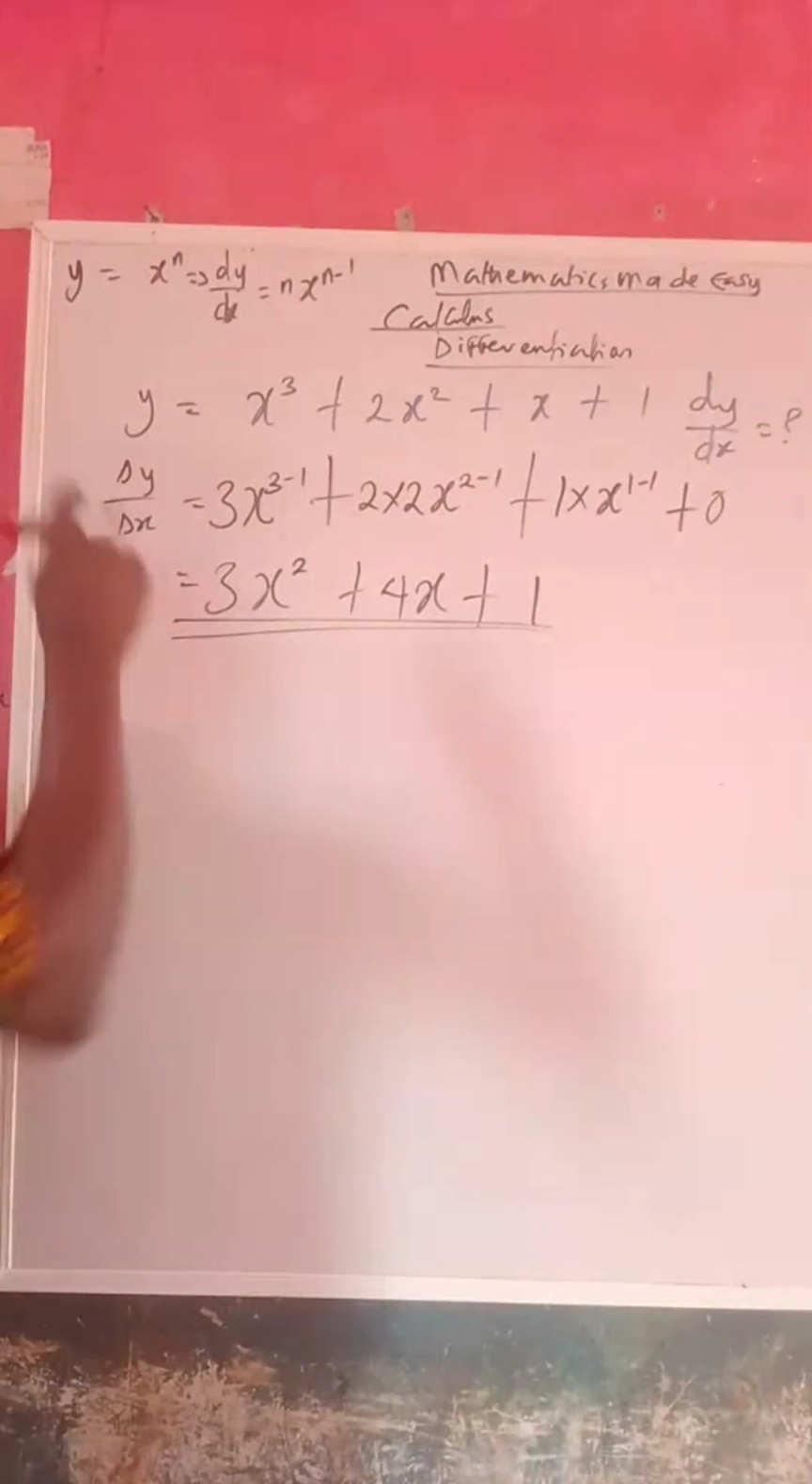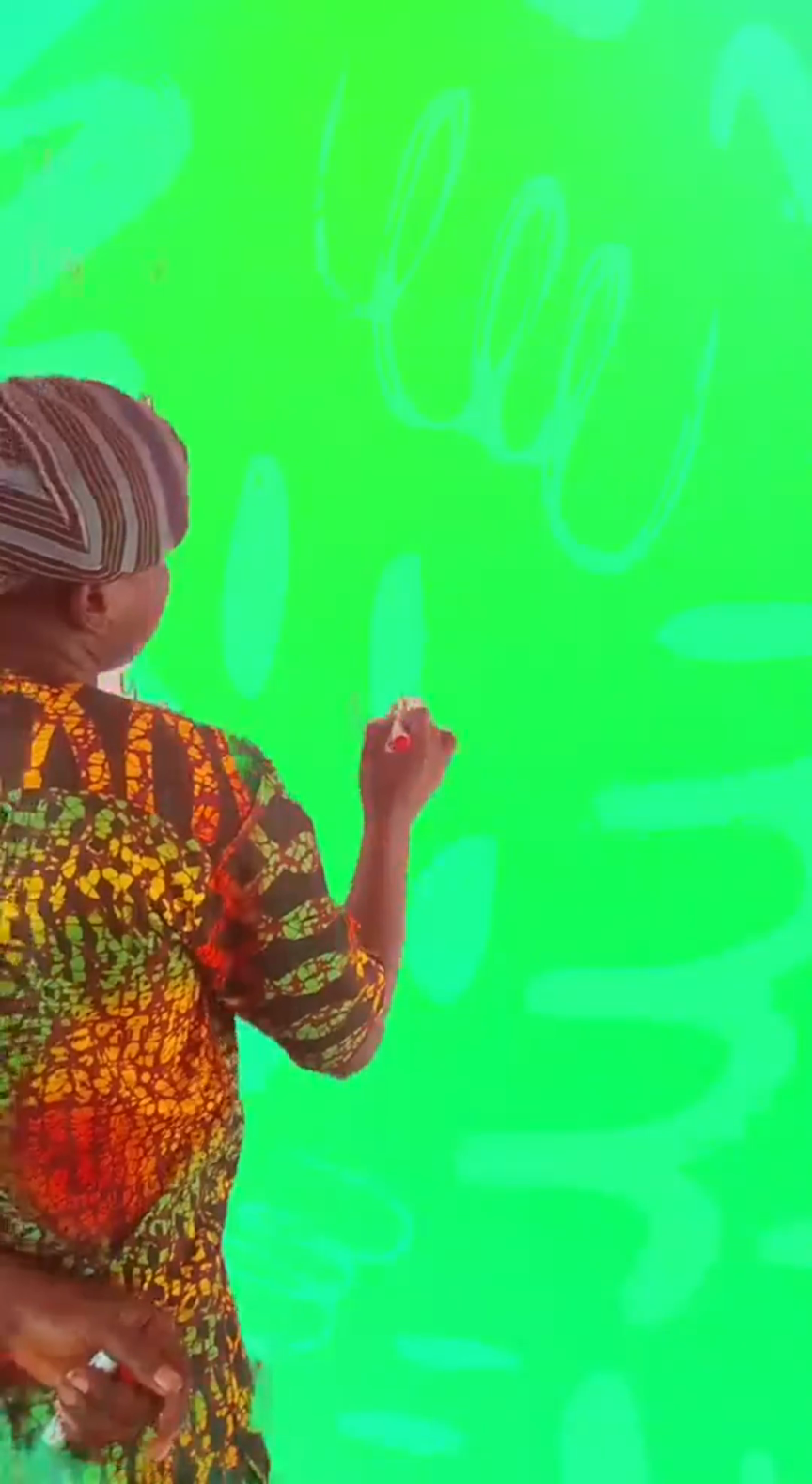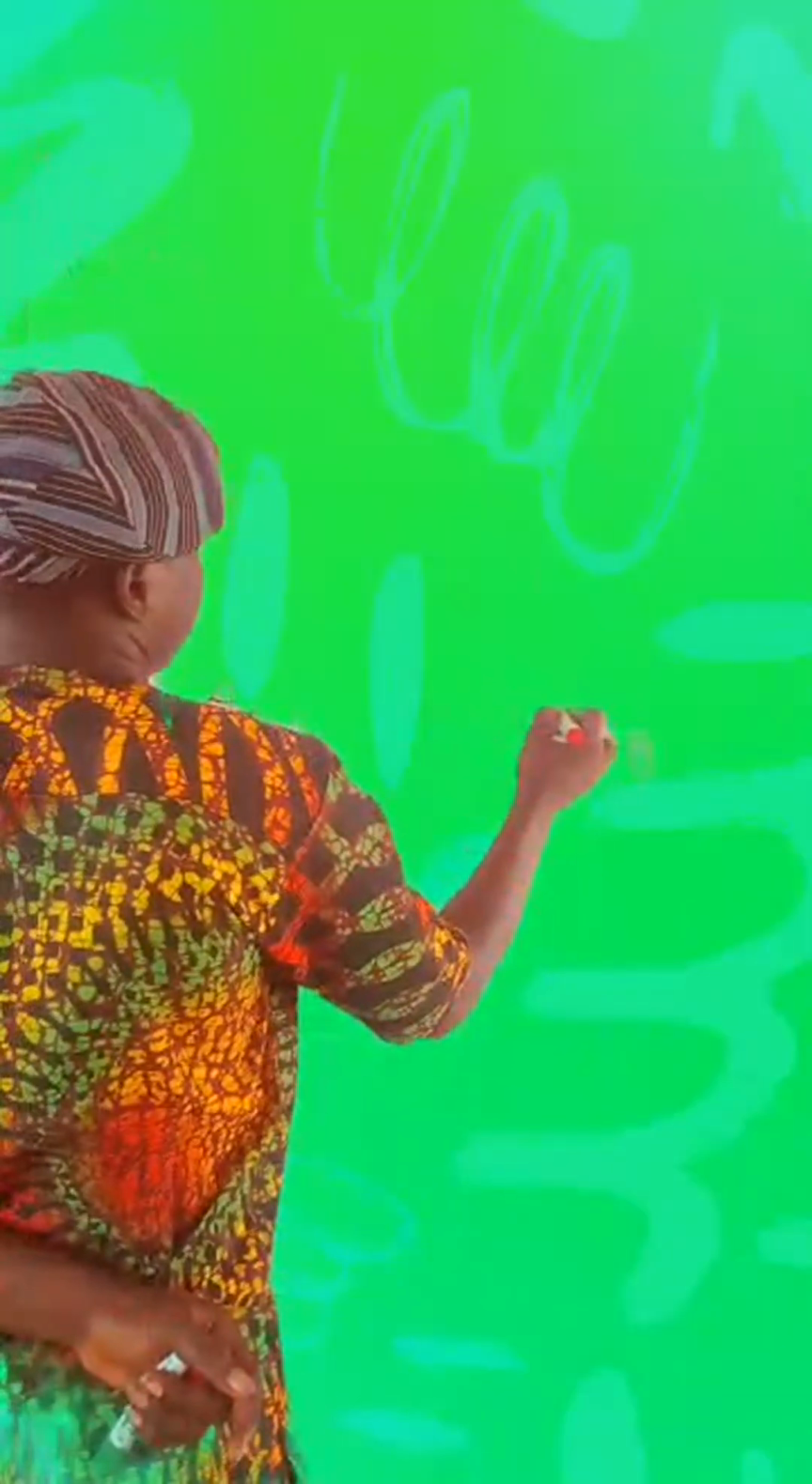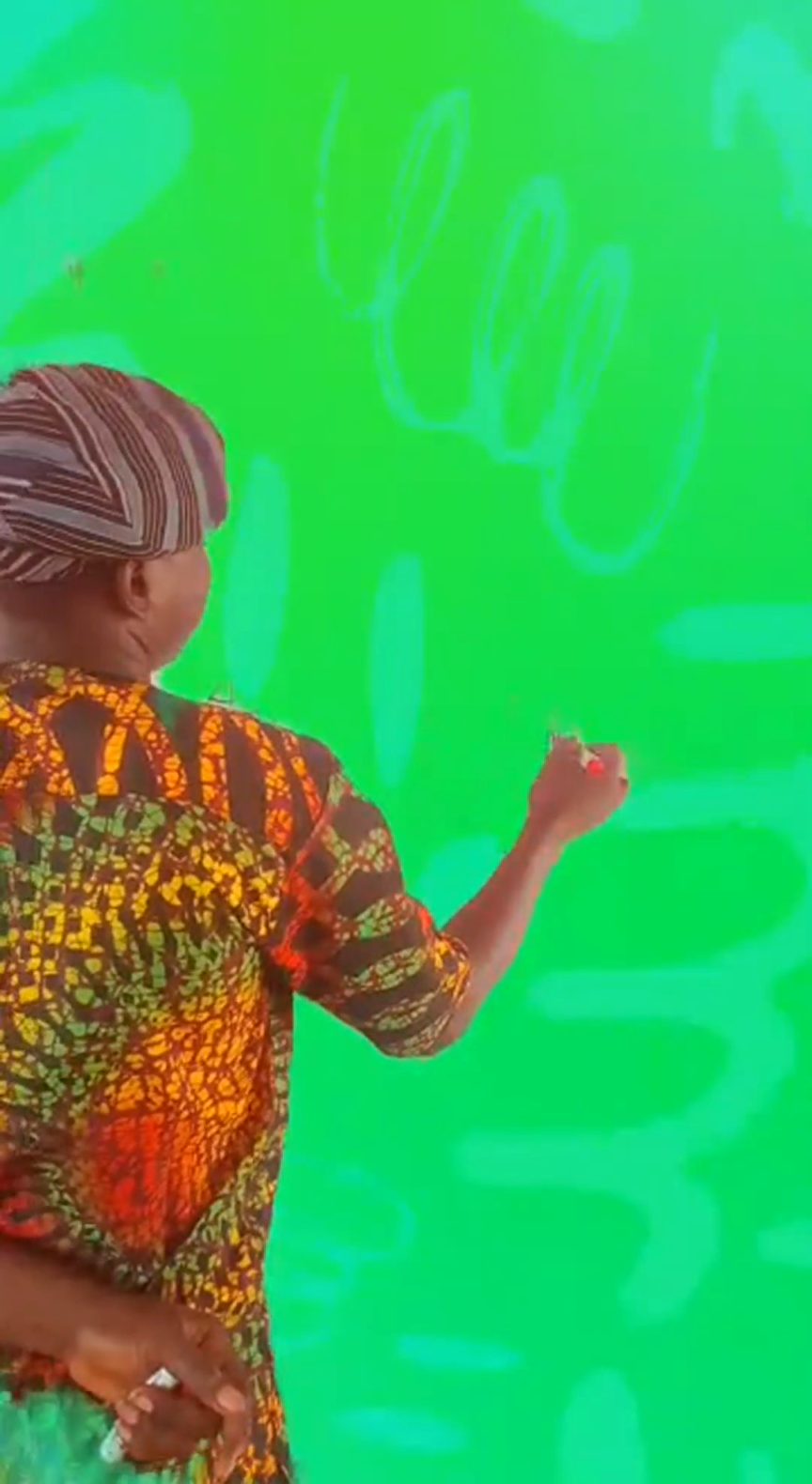Let's move on, guys. Another example. We have y equals 4 times the square root of x plus the cube root of x plus the nth root of x. Look at this. Find dy over dx. So how do we differentiate this?